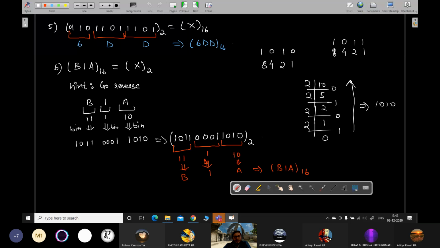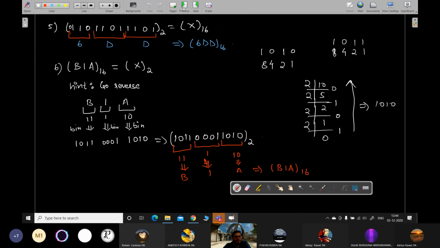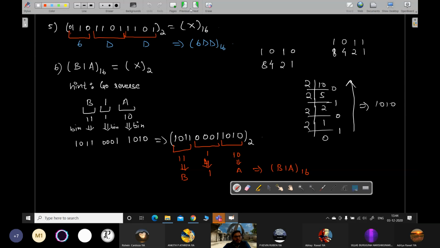Let's make one or two more questions. I'll give you the same type. Previous was question number 7. Sorry, 6, 7. F2A9 in base 16 is equal to what in base 2?